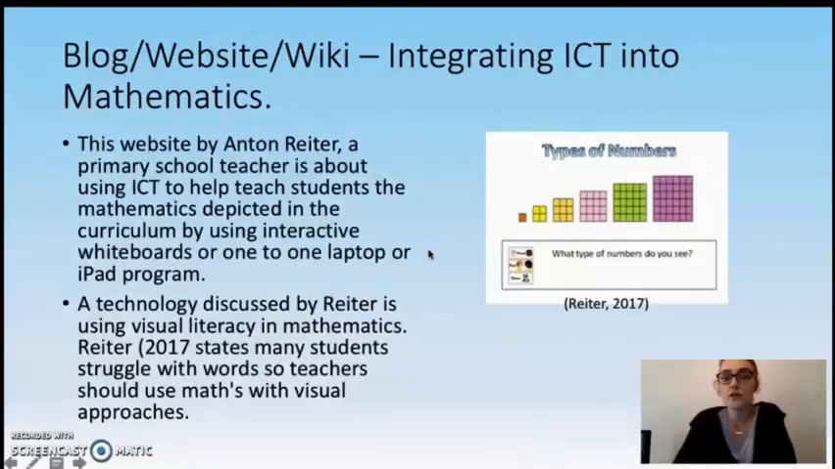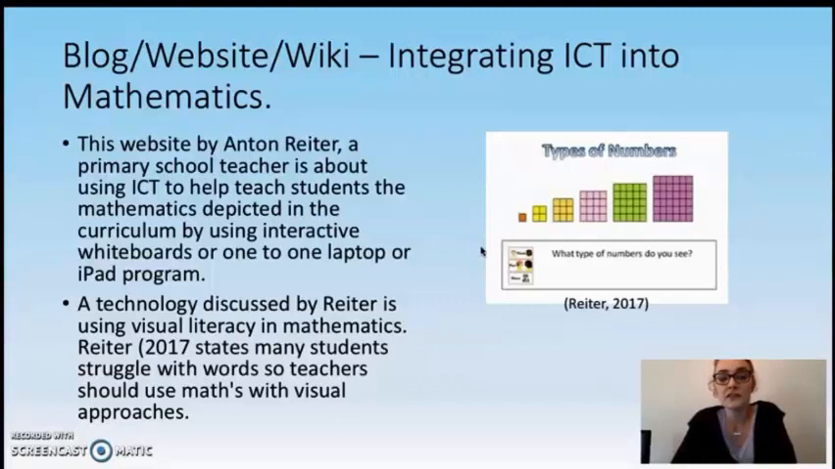For the blog, I have chosen to use "Integrating ICT into Mathematics." This is a website by Anton Ryder. He's actually a primary school teacher and he has certificates in using ICT as well. And it's about using ICT to help teach students the mathematics depicted in the curriculum by using interactive whiteboards or one-to-one laptop or iPad programs.